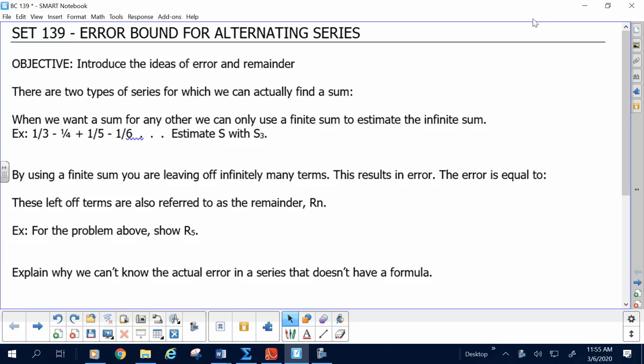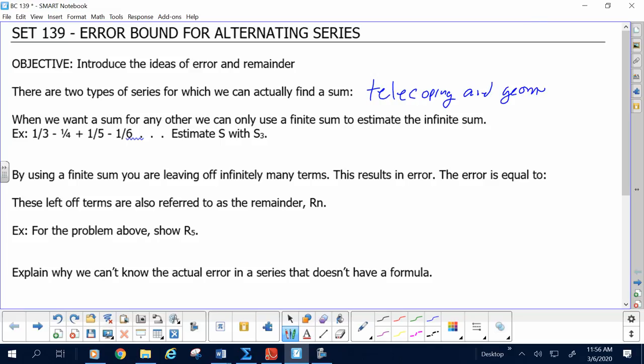Okay. So, alternating series are bound. Here it goes. There are two types of series for which we can typically find the sum. What are they? Telescoping and geometric. For anything else we want to sum, we need to basically just use a finite sum as an estimator.